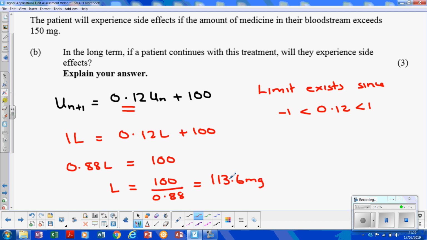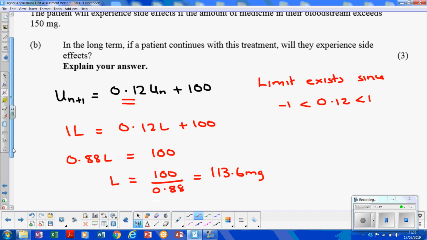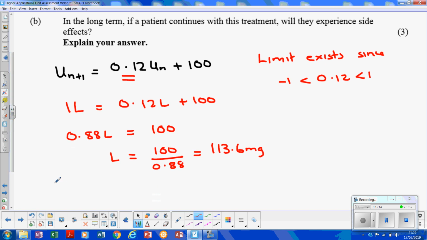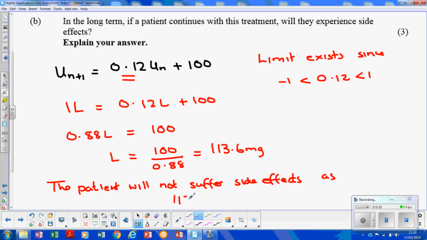Now, back to answering the question. The patient will experience side effects if the amount of medicine in the bloodstream exceeds 150 milligrams. So it's not exceeding that. So you can say, and you've got to explain this clearly, the patient will not suffer side effects as 113.6 is less than 150 milligrams.